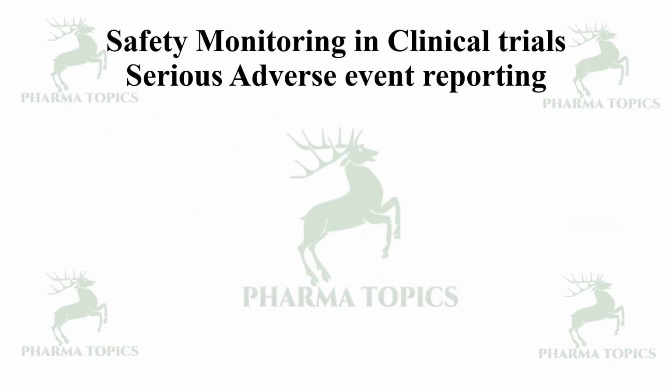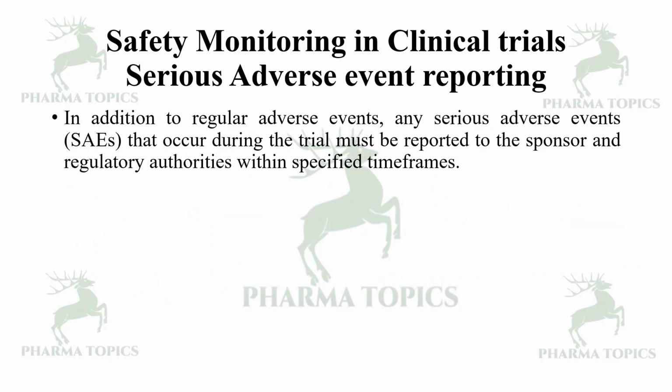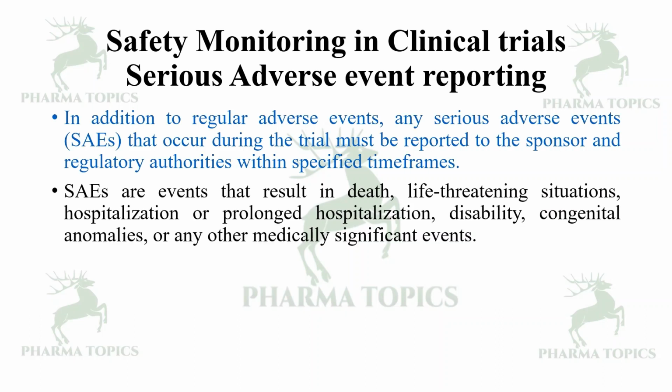Then serious adverse event reporting. In addition to regular adverse events, any serious adverse event that occurs during the trial must be reported to the sponsor and regulatory authorities within the specified time frames. SAEs are events that result in death, life-threatening situations, hospitalization or prolonged hospitalization, disability, congenital anomalies, or any other medically significant events.